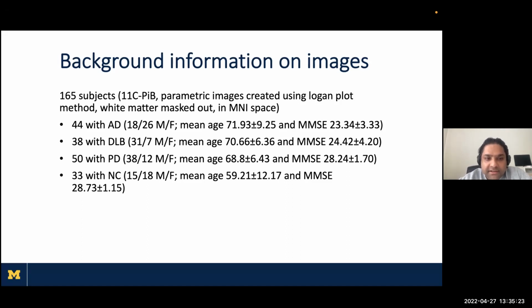We have 38 with DLB, dementia with Lewy bodies, where 13 out of 38 are amyloid positive. Then we have 50 participants with Parkinson's disease, all of whom are amyloid negative. Similarly, we have 33 controls, and all of them are amyloid negative.